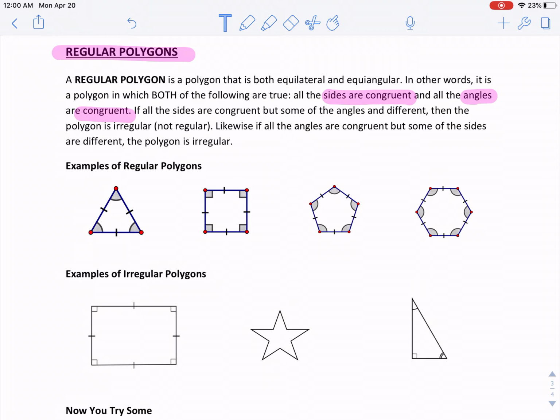Then there's a couple that are irregular. The rectangle, even though all four angles are the same, the sides are different. The star, even though each one of these sides is the exact same, the angles aren't, so it's irregular. And we have a right triangle there. None of the angles are the same, none of the sides look the same.